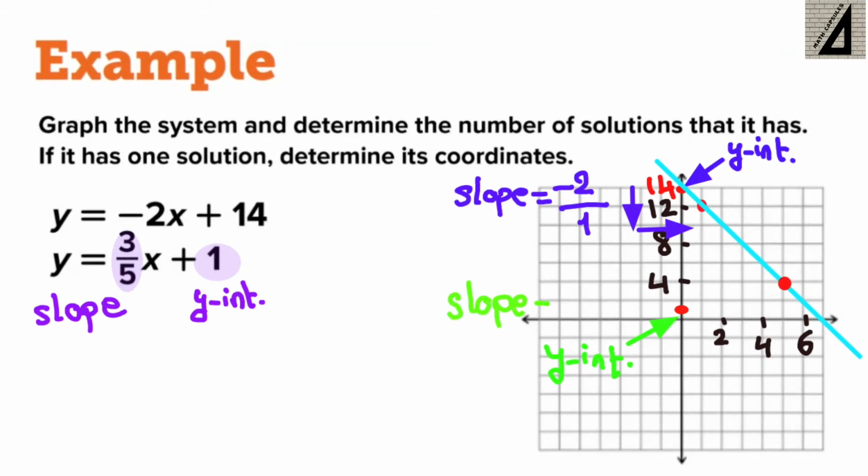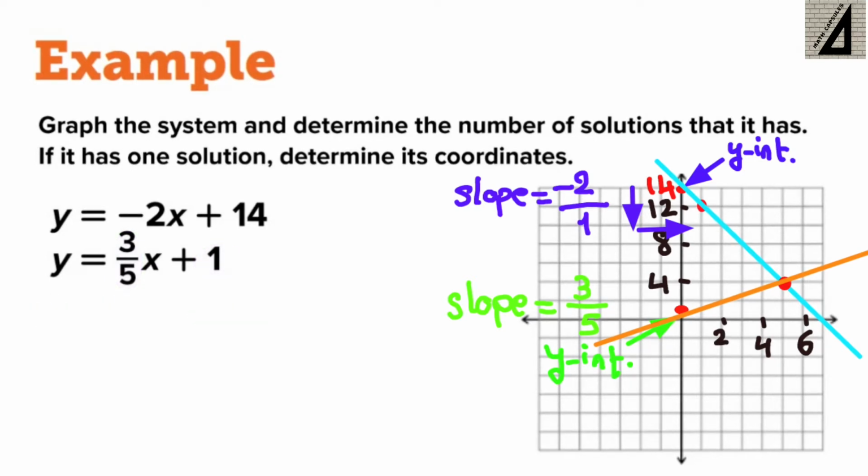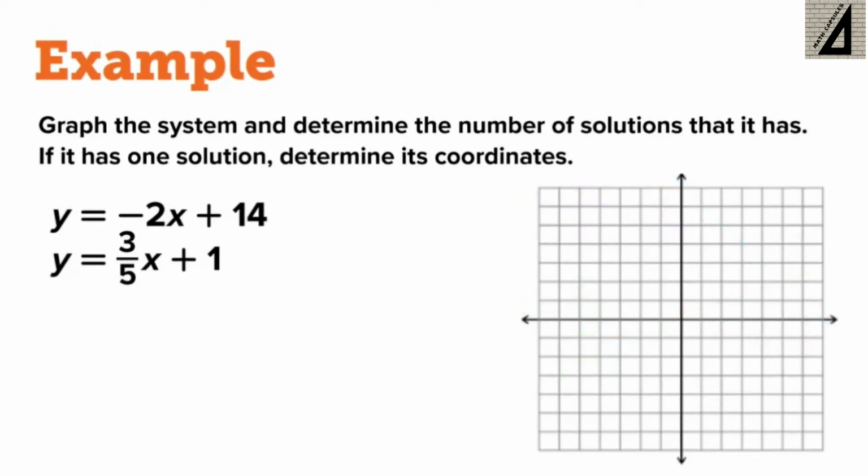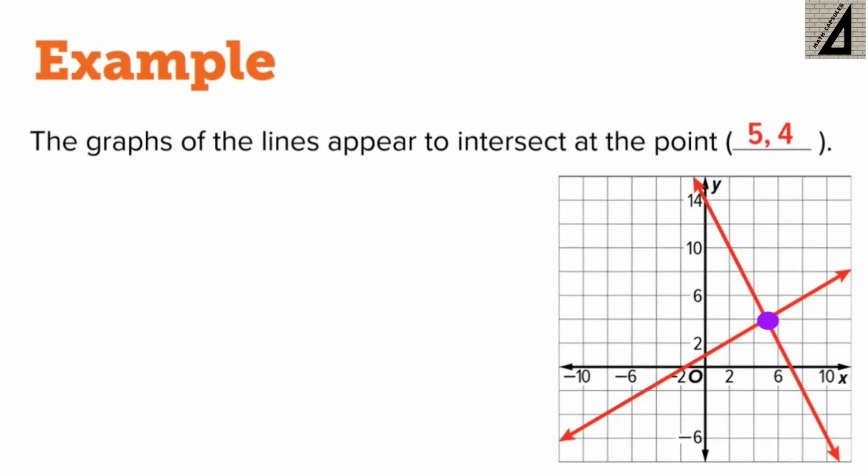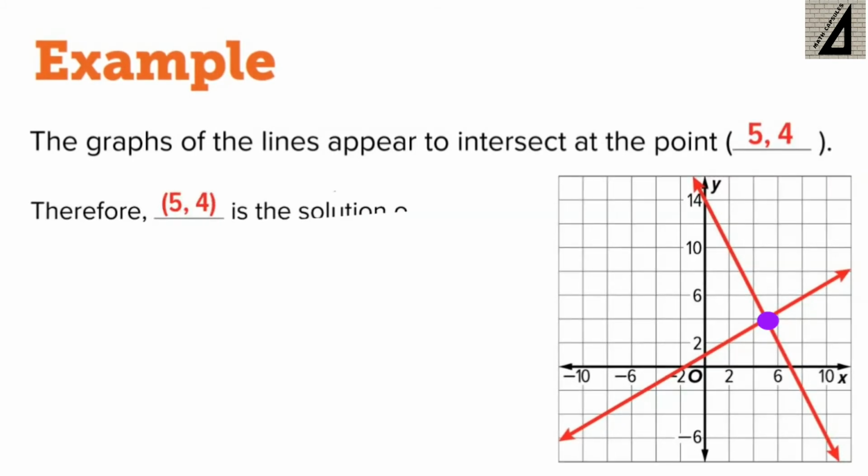First of all, we start with the y-intercept at 1 and we plot (0, 1). Then the slope is 3 over 5, so we move up 3 units and 5 units to the right and we plot the other point and we graph the line. After graphing both lines, we found that there is a point of intersection at (5, 4). So this means that (5, 4) is the solution of this system.